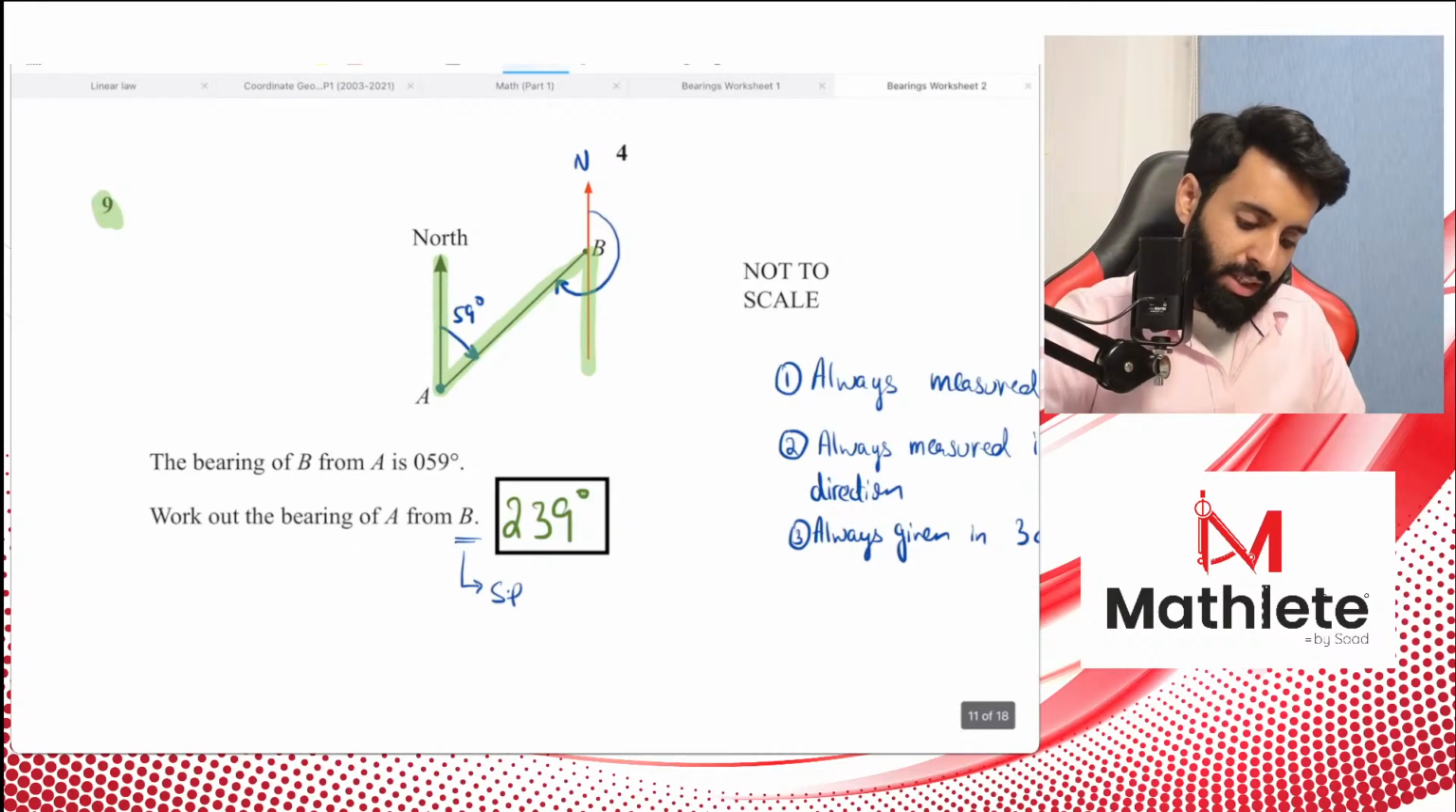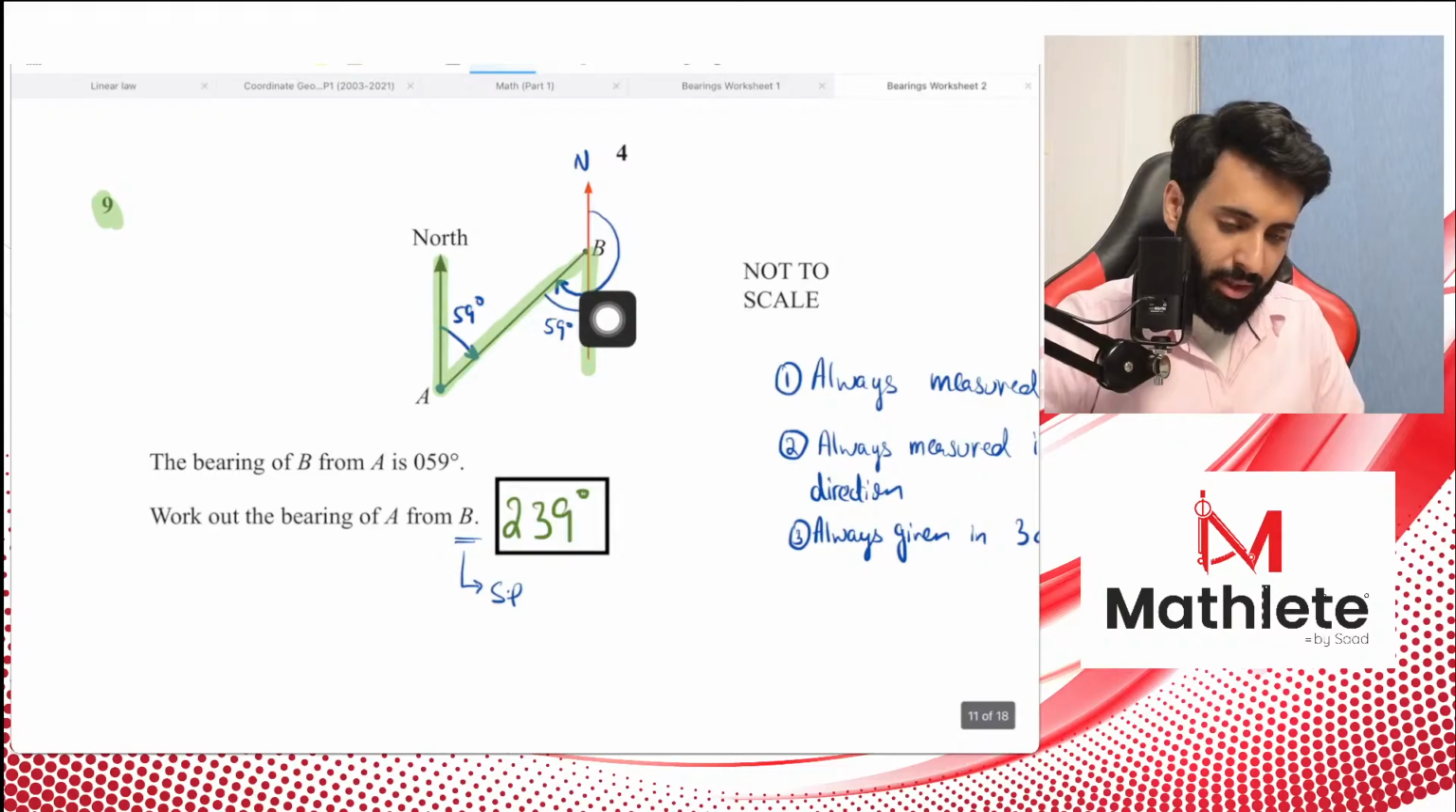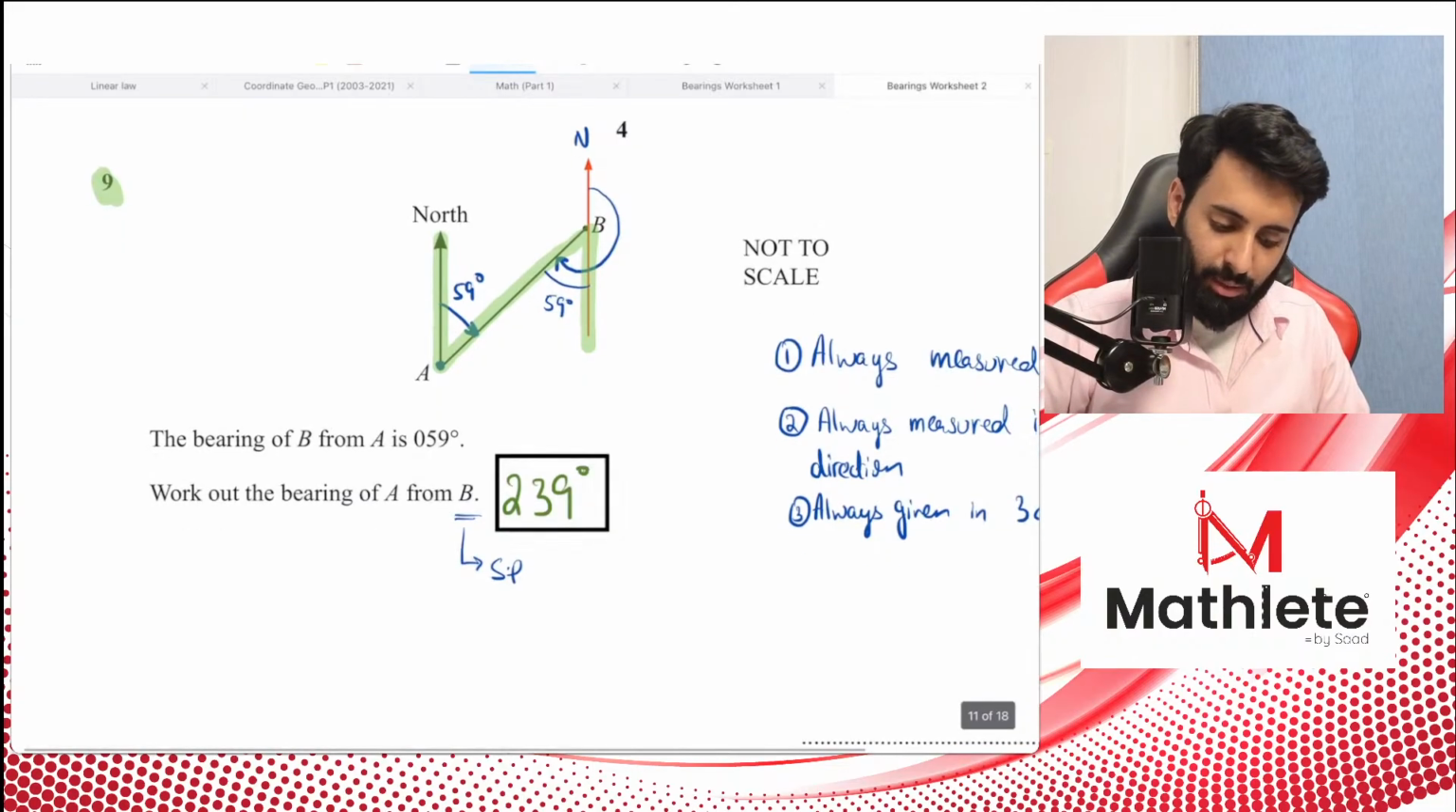So what does that tell me? That tells me that this angle right here is going to be 59 degrees. Now how do we work out the angle that we want? If we start from here and go till here, that's 180 degrees, and then we do 180 plus 59 to find the complete angle. So 180 plus 59 is equal to 239 degrees.